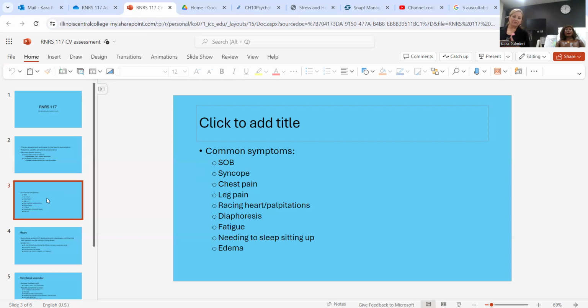Also noticing if they have any edema, and we have a special section just devoted to edema. Edema can be generalized edema, or it can be pitting edema, where you can actually push your finger into it and the skin will sink in. So we'll talk about that a little bit, a few slides ahead.